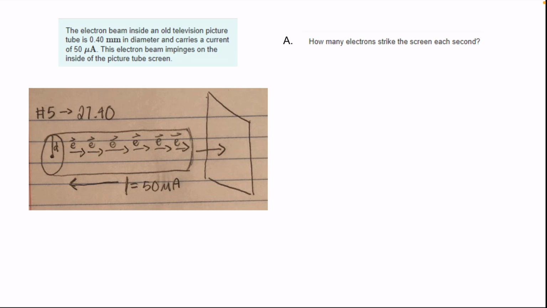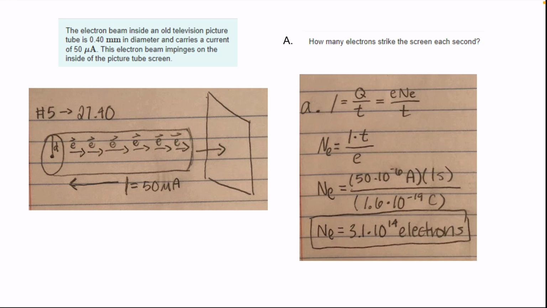So essentially we have this tube that a current is going through, and that electron beam is going to create that picture on the screen. Part 1 is asking us how many electrons strike the screen each second. So for this, we're going to use our definition of current, which is some magnitude of charge over time, which can be simplified to the charge of one electron times the number of electrons hitting it. And since the time we're using here is 1 second, we have all the variables we need.